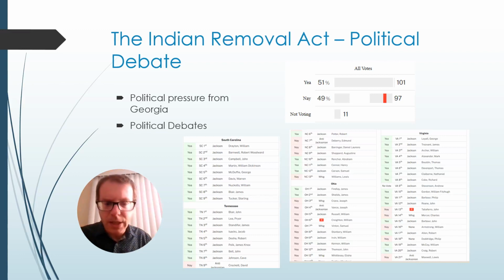However, in the House of Representatives, the vote was actually very, very close. So the Indian Removal Act was passed in the House of Representatives by 101 representatives against 97. So it passed by 4 votes, with 11 representatives not even choosing to vote.